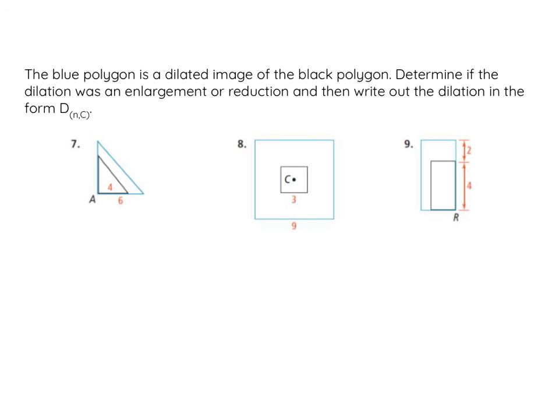Okay, now this one, right? So same idea. The blue polygon is a dilated image of the black polygon. So we're going from black to blue. Determine if the dilation was an enlargement or reduction, and then write out the dilation in the form D scale factor center of dilation. Okay, so first we have to figure out, is it an enlargement or reduction? If I look at 7, I'm going from black to blue, so I'm getting bigger, so that's an enlargement.